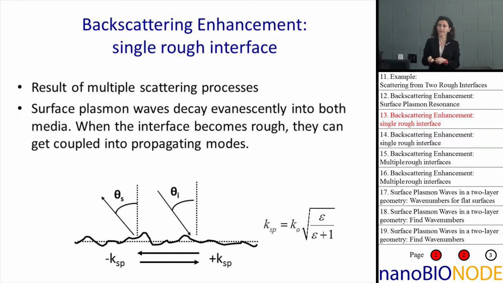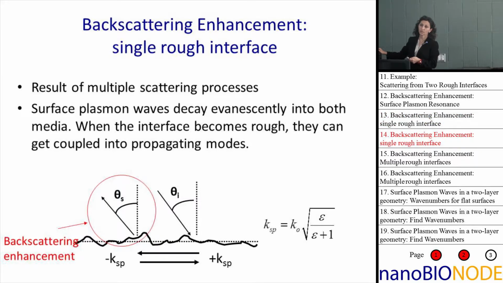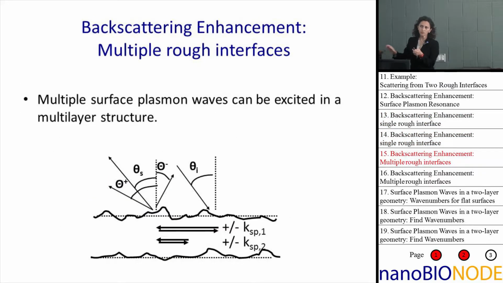Okay, and another thing that happens is that when the interface is rough, the evanescent waves can get coupled to propagating waves, and that's another mechanism by which they can reverse their directions as a propagating wave.